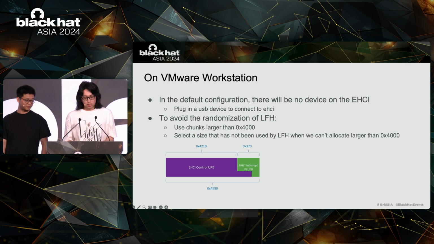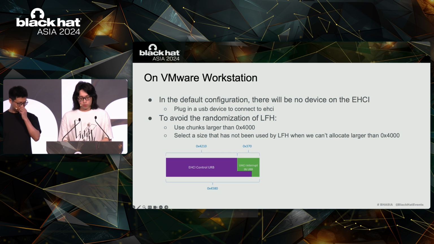Then let's briefly share the exploit of VMware Workstation. It should be noted that under the default configuration, there will be no devices connected to the EHCI controller. Therefore, to trigger the vulnerability, we need to manually connect a USB device to the EHCI controller.